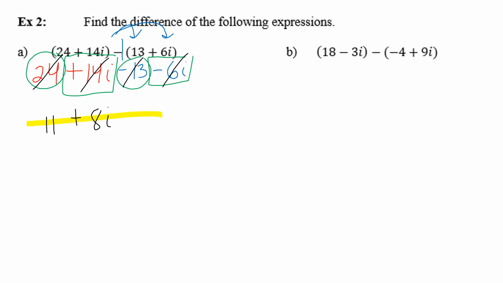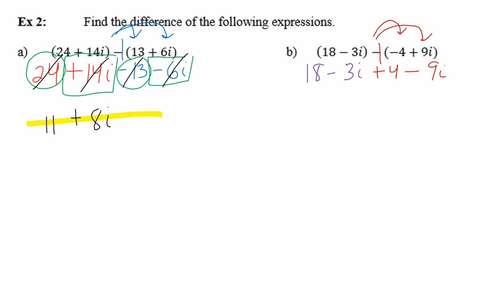Okay, taking a look at B, we have the quantity 18 minus 3i minus the quantity -4 plus 9i. Same idea. First parentheses has a positive 1, so we can just bring it straight down. Second set of parentheses has a negative 1 out front, so we're going to need to distribute. Negative 1 times negative 4 is going to give us a positive 4. Negative 1 times a positive 9i will give us a minus 9i.